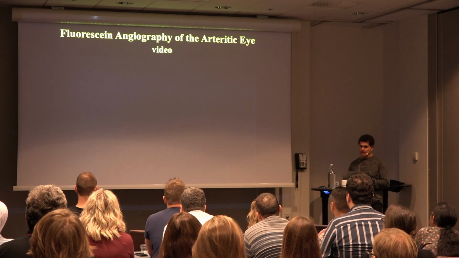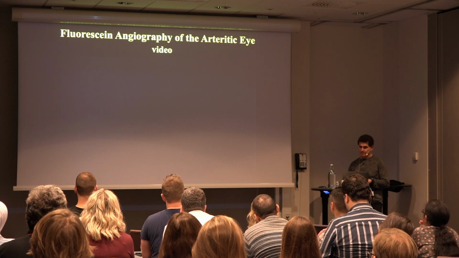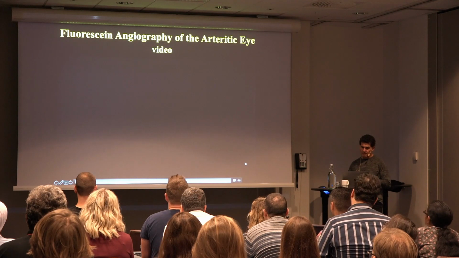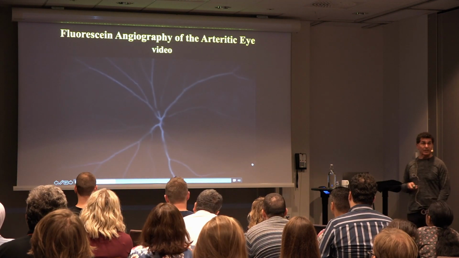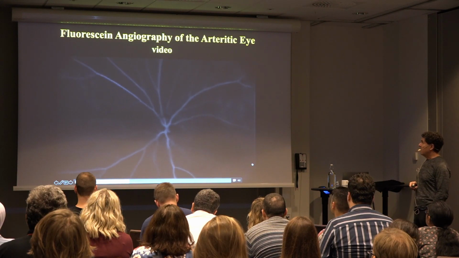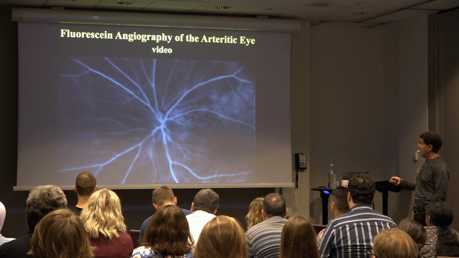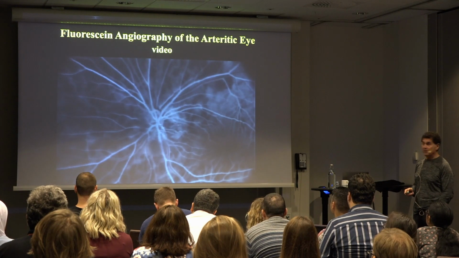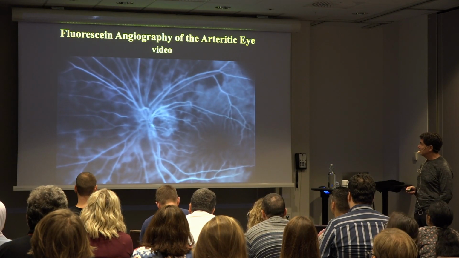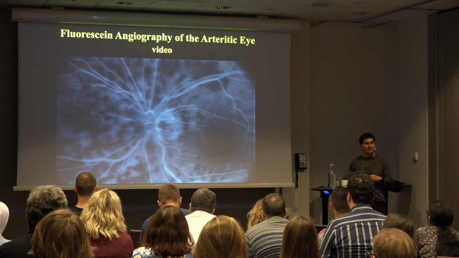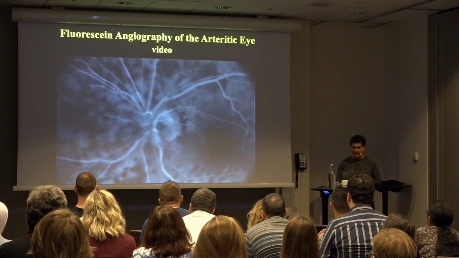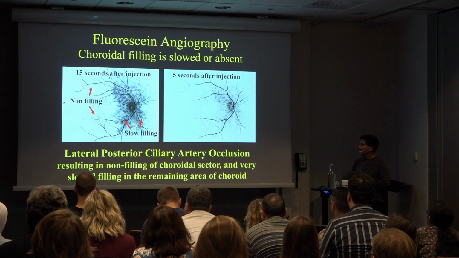Here's a patient with giant cell arteritis. The central retinal artery is filling first. There's hardly any choroidal filling. Now it's just starting to come up with some slow flow. And that's kind of what you saw in the snapshots of the fluorescein angiogram from before.